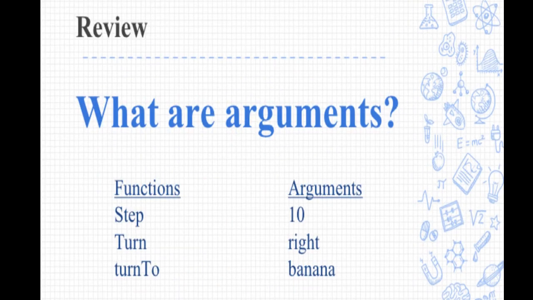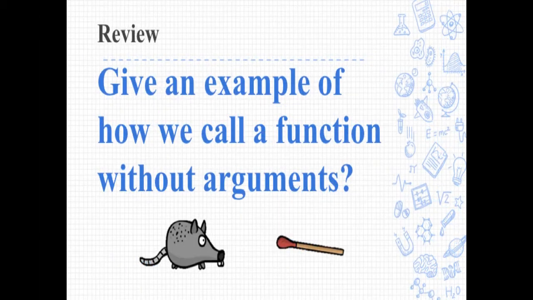What are arguments again? I keep forgetting. Arguments are a number or an object that we pass to the function that can be used by the code inside the function. Give an example of how we call a function without arguments. Grab and drop, followed by parentheses, are examples of simple functions that do not take an argument.